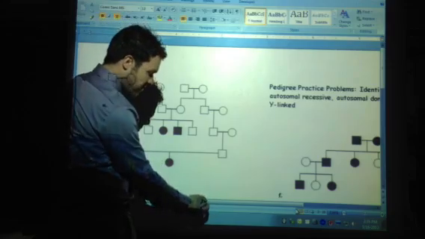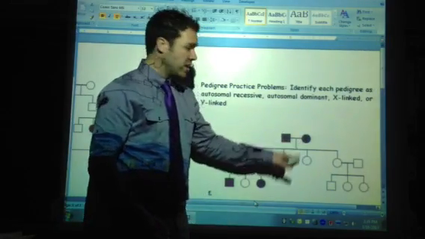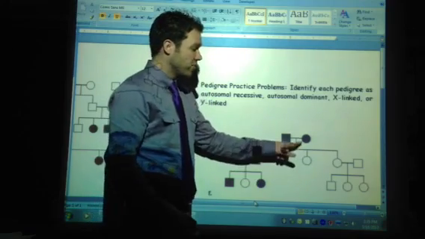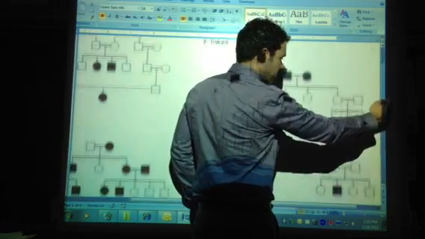And for all of these, you can do the same thing. Over here, 2 parents, shaded in, they have children unshaded. So the unshaded has to be the recessive. So you can say this has to be dominant. You can do this for all of them that give you that opportunity.